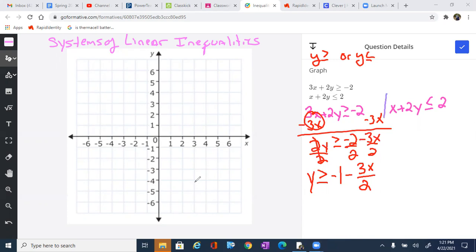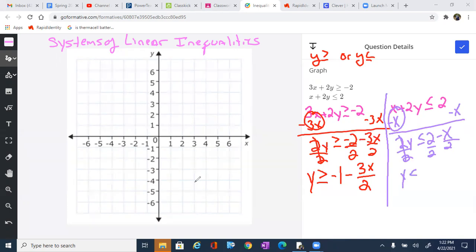Now I'm going to come over to the second problem. In the second inequality, I'm going to move that x over as a minus x. Those will cancel. We'll get 2y is less than or equal to 2 minus x. And then we will divide by 2. Once again, we do not flip the inequality because we are dividing by a positive value. As a result, that inequality stays as it is. We just do the math. 2 divided by 2 is 1. And negative x over 2 is the same thing as negative 1x over 2. And we're going to use that just for our slope.